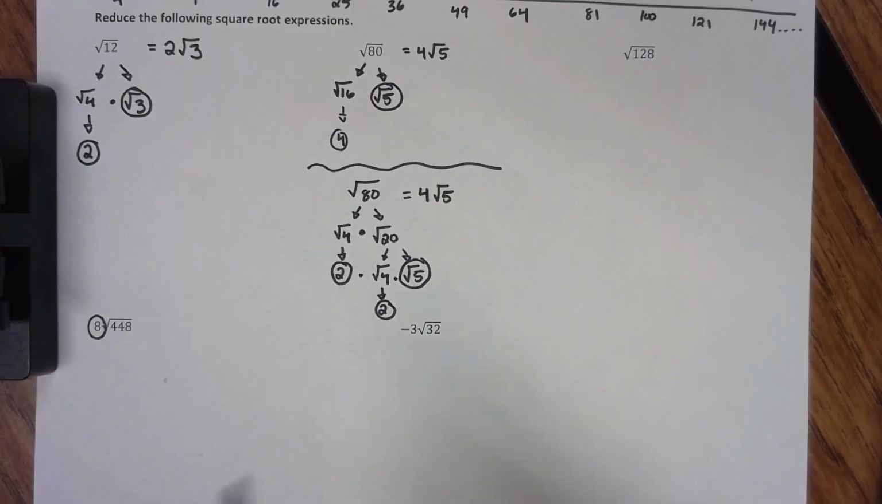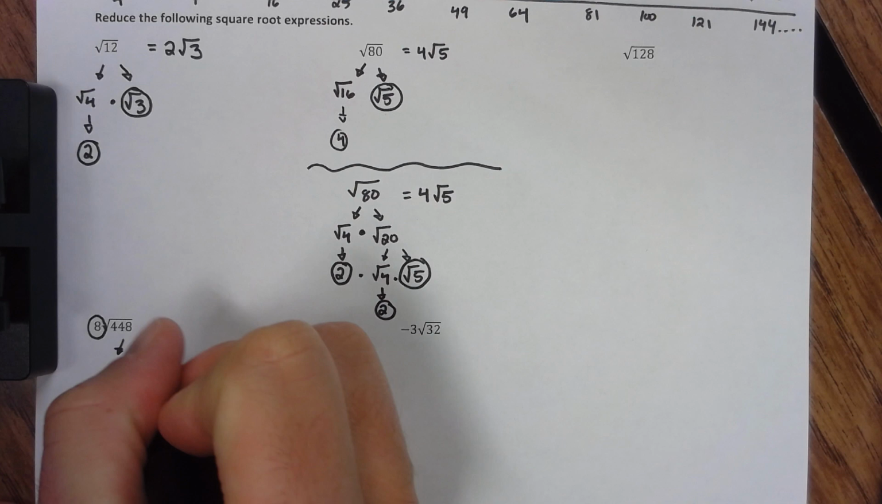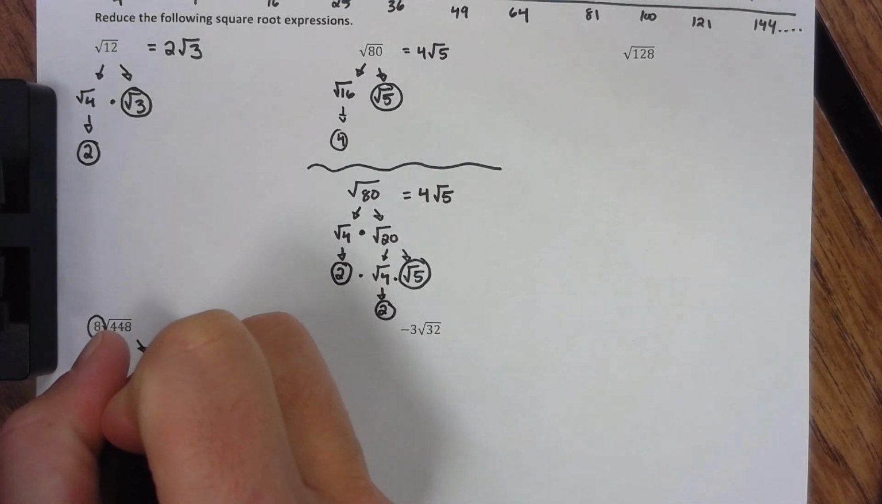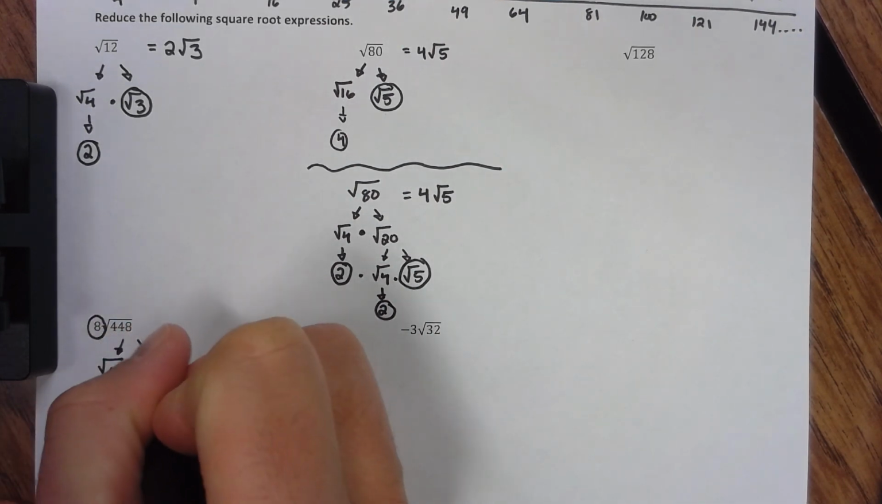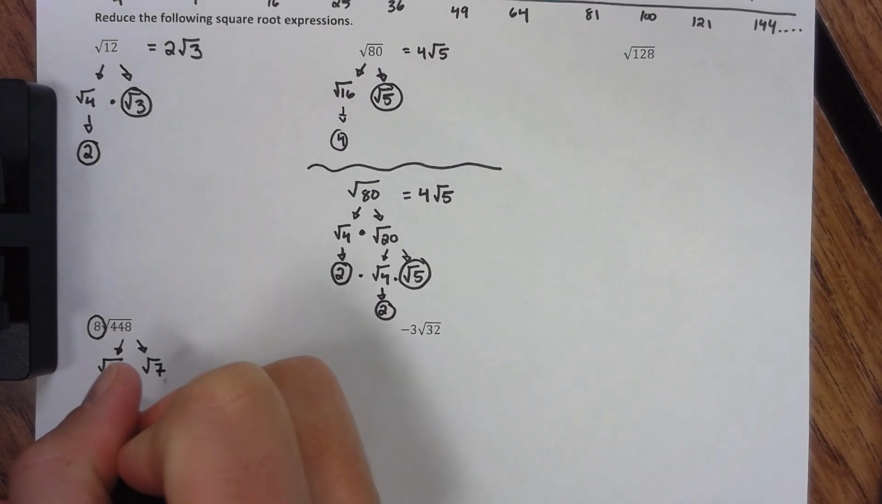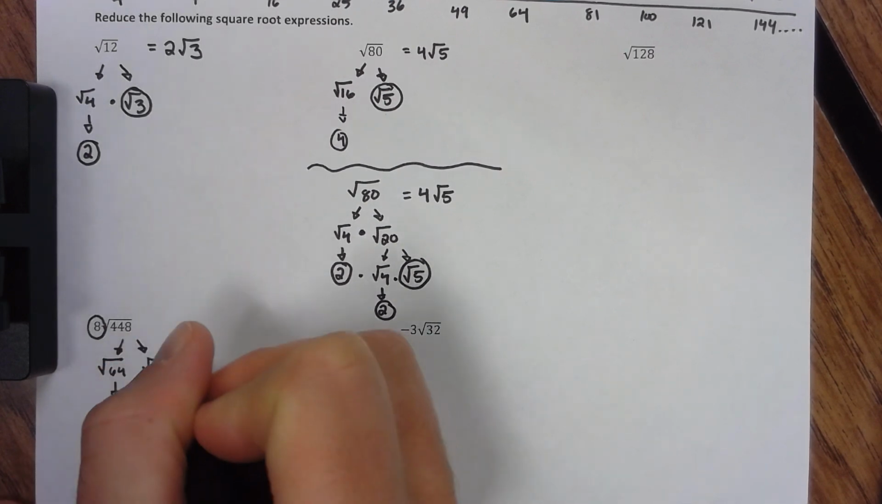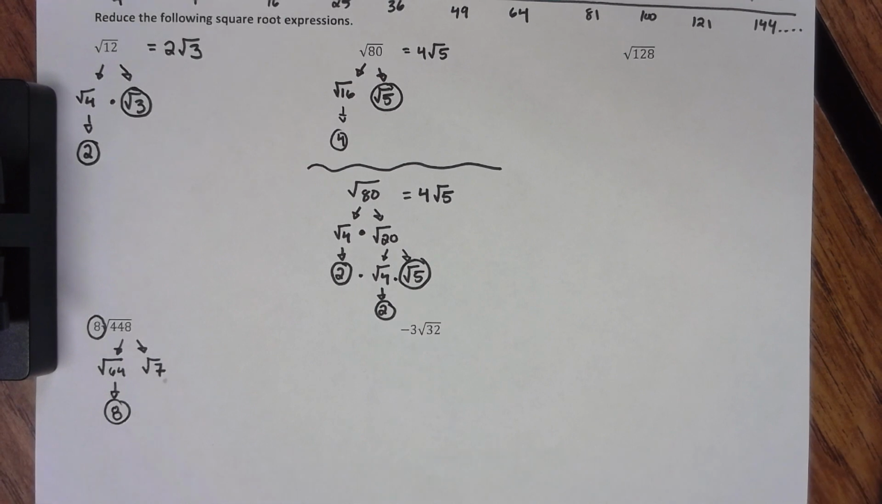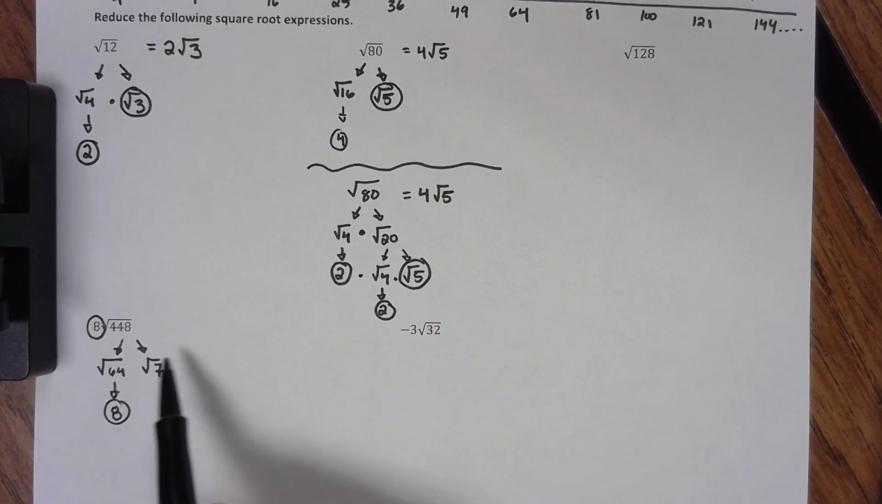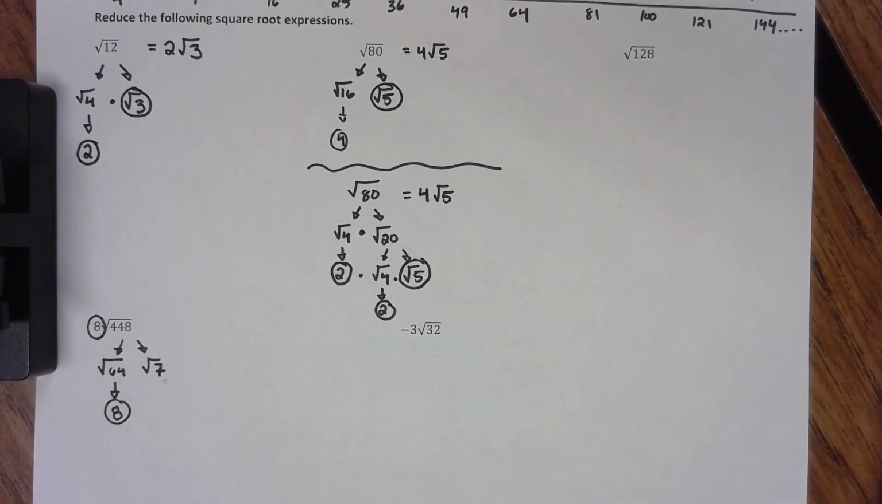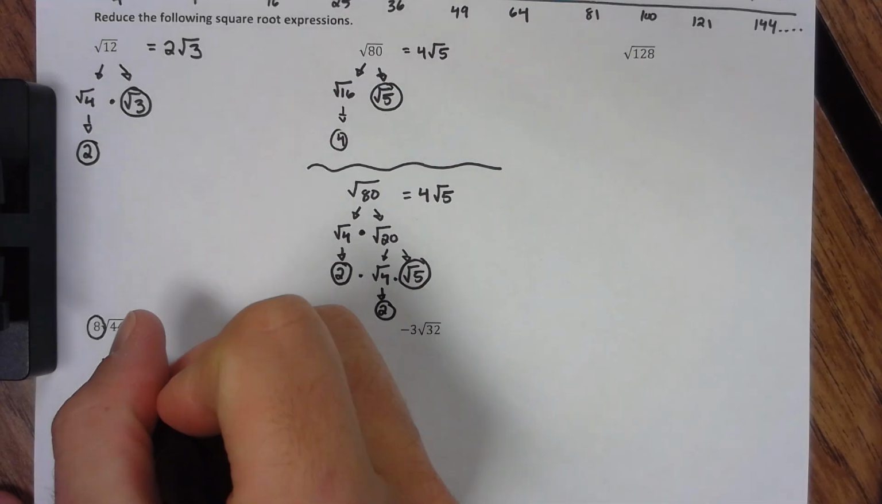So root 448, I can factor to be root 64 and root 7, where the square root of 64 is 8, and the square root of 7, this actually worked out really nice where that was the largest perfect square, right? Taking out root 64 left us with root 7, which doesn't have any other perfect squares that divide that. So that part is done.